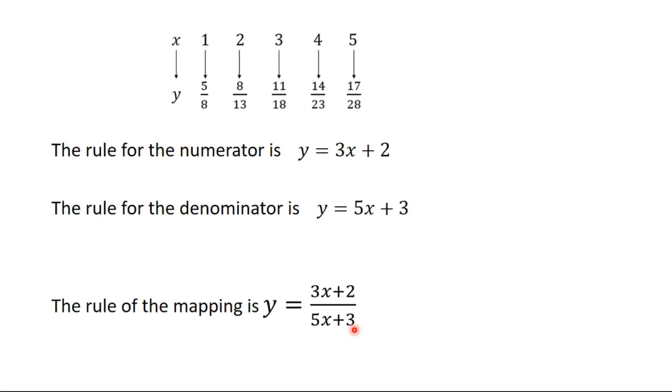So whenever a mapping is given to you, all you need to do is to check whether it is linear or exponential. If it's not linear and it's not exponential, then it means that you have to find the rule by inspection.